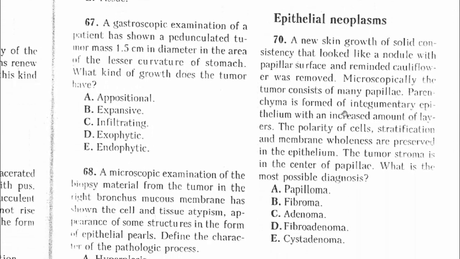70. A new skin growth of solid consistency that looks like a nodule with papillary surface. Your clue is what? Papillary surface. And reminded cauliflower was removed. Microscopically, the tumor consists of many papillae. My brother, don't waste your time. The answer is what? Papilloma. So, A.